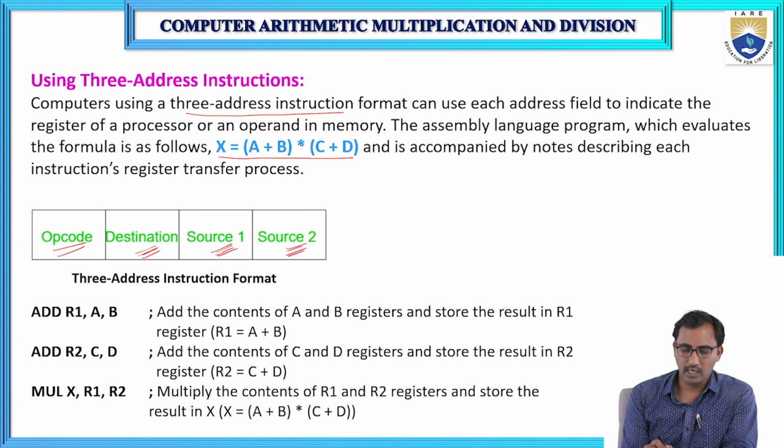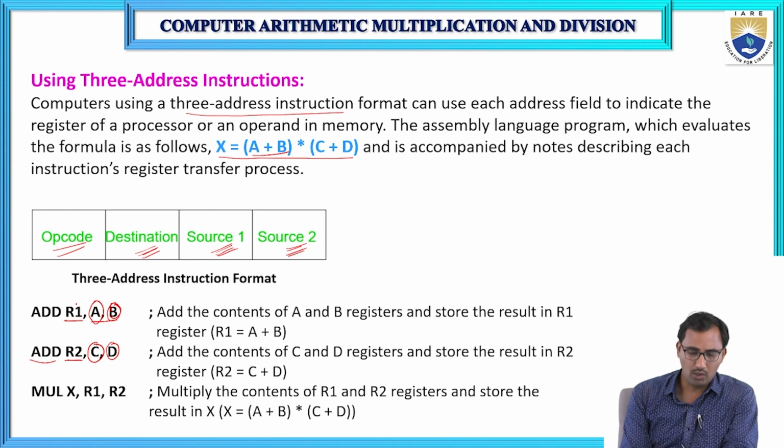Okay. So I need the sum of a plus b. So add r1 comma a comma b. That means this is source 1, source 2. I am adding a and b, and after performing the addition the result will be stored in r1. That means now r1 contains the sum of a plus b. Similarly add r2 comma c comma d. So d is added with c, and the result will be available in r2.